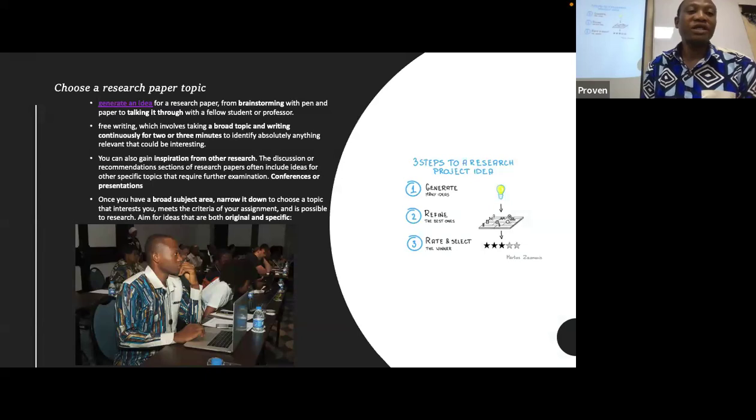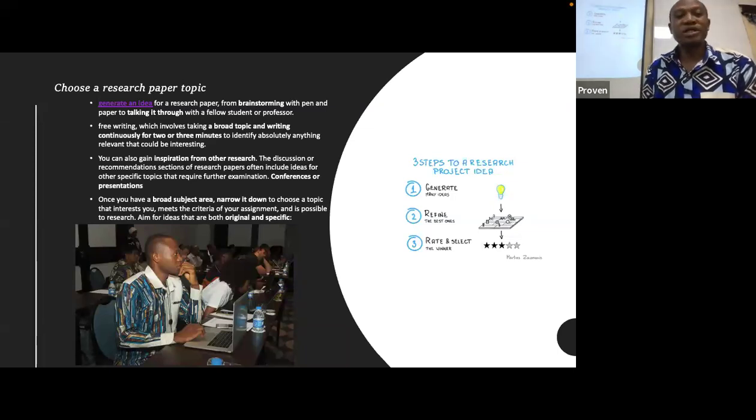Okay, so then now coming back again to the real thing on the research work. How do you choose your research paper or the topic or the area? You need to generate new ideas, and then you also need to refine the ideas, and then you also need to rate, and then you select to go down to where you want to go. So most times, to get a topic for research work, it begins with brainstorming.